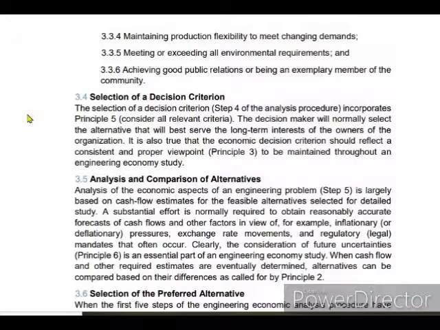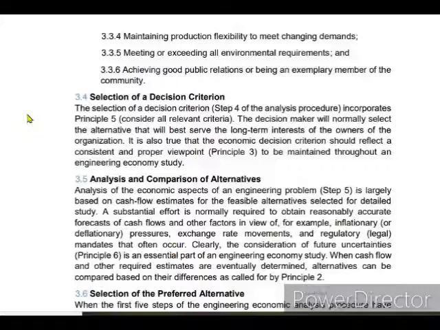Next, maintaining production flexibility to meet changing demands. The production should be flexible enough to adapt to changes, because in a real-time working environment, some changes occur over time. For example, a new order has come from the customers. The company cannot ignore that, so a change may be made in the plans. So the production flexibility should be maintained.